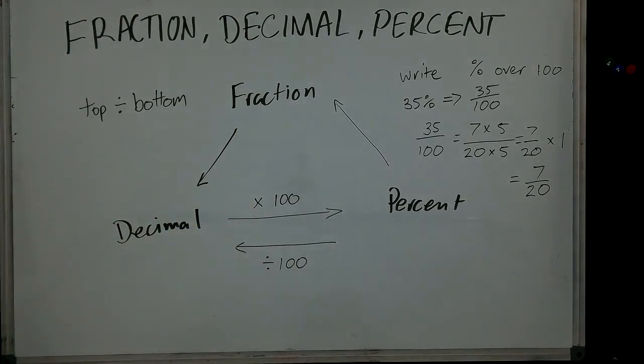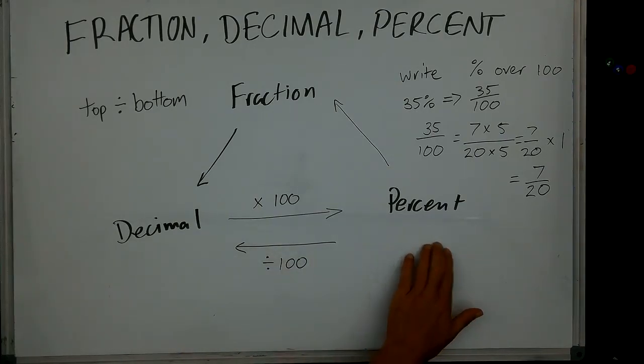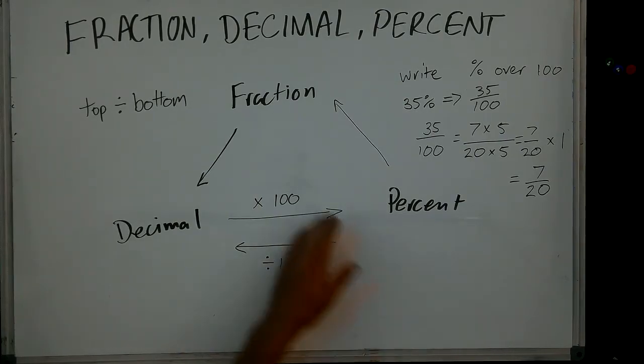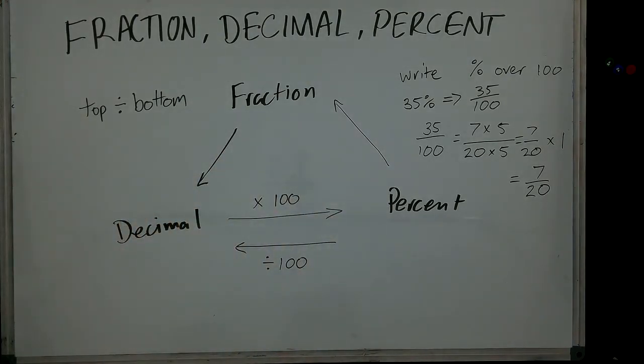Fractions and decimals are what we really need for the calculations. Percents are kind of how we come across these values when we're talking about money.